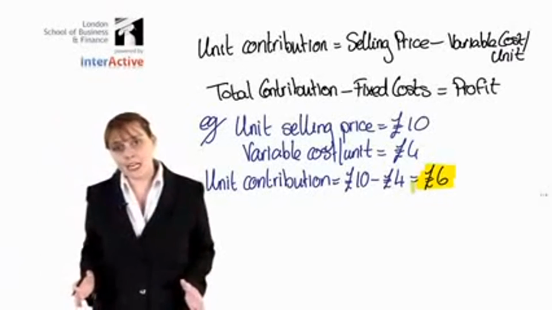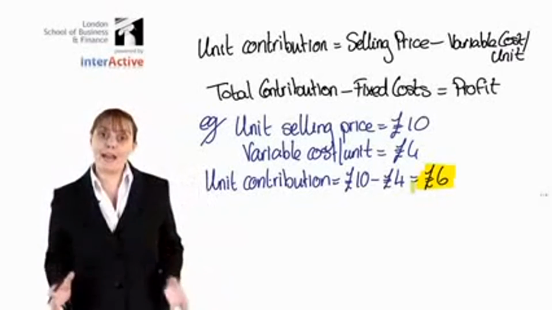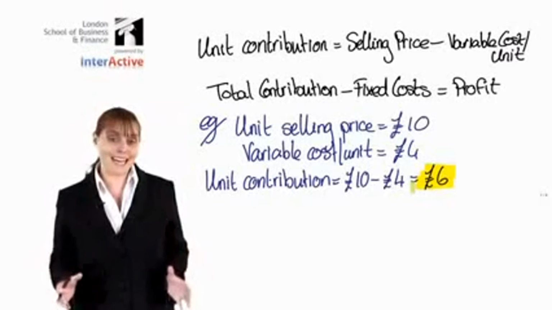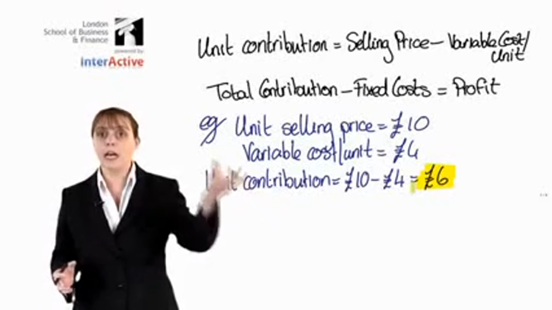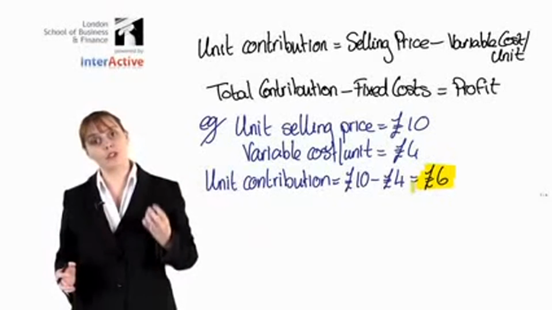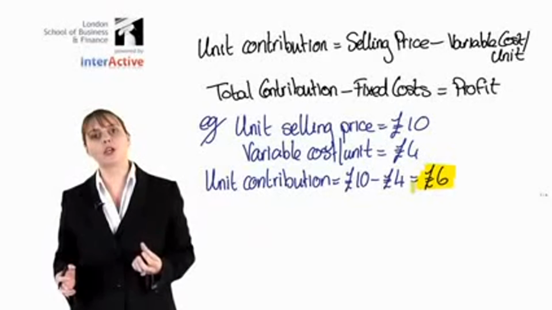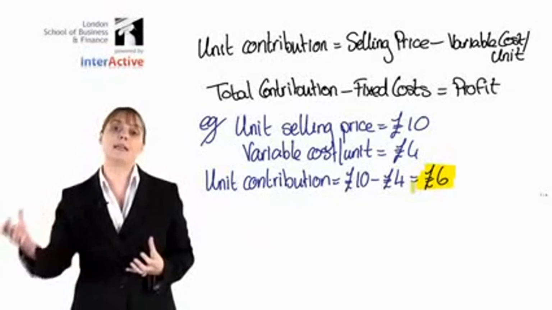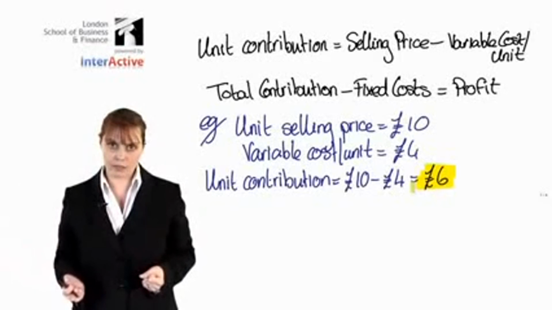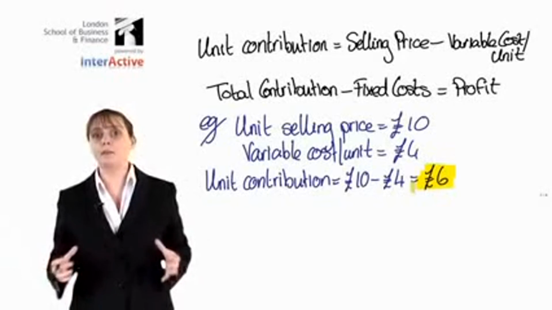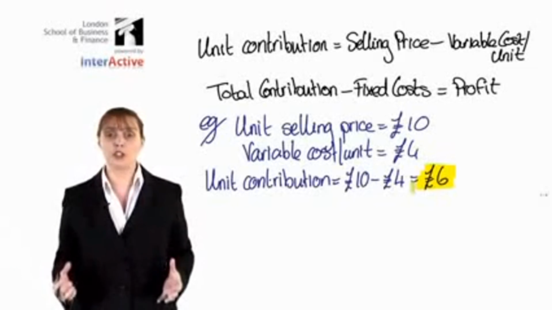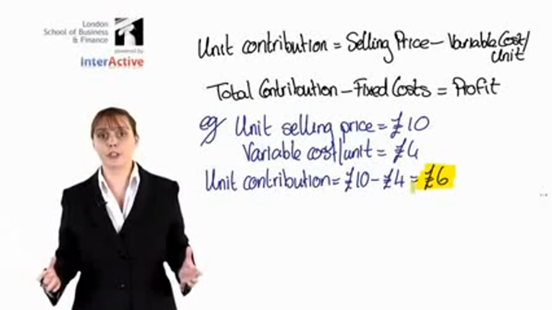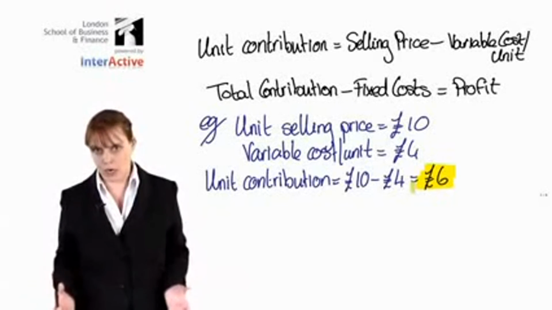Now, what I am saying here is that for every unit I sell, I earn a contribution of £6 that goes towards paying for my fixed costs. That's what we mean by contribution. It is short for contribution towards covering fixed costs.